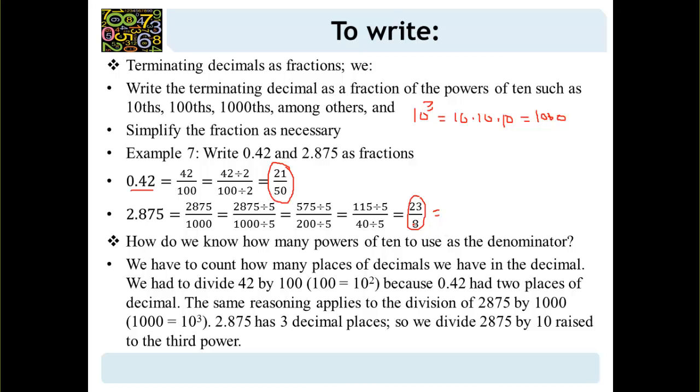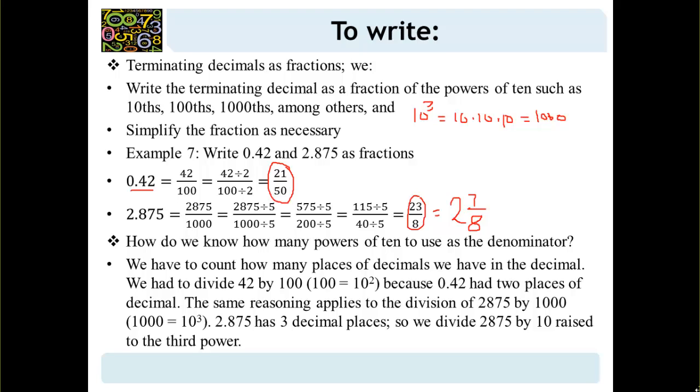But if it says you should write the answer as a mixed number, then you have to divide. Now, when you divide 8 into 23, that will give us 2 whole number. 23 minus 8 times 2 is 16. 23 minus 16 is 7. So the remainder is 7 out of 8, if you're asked to do that as a mixed number. Otherwise, you leave it as it is.